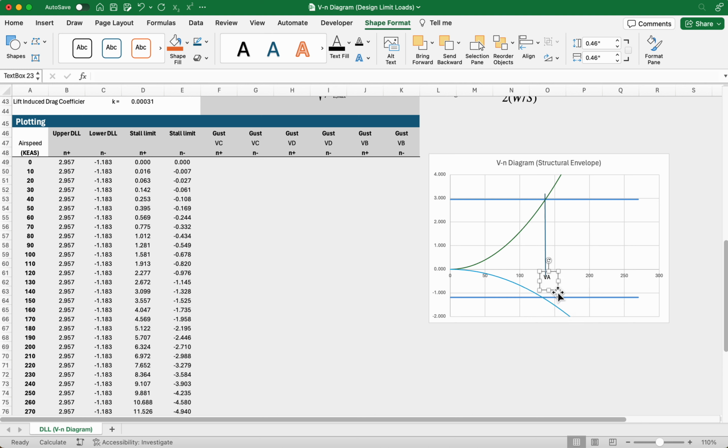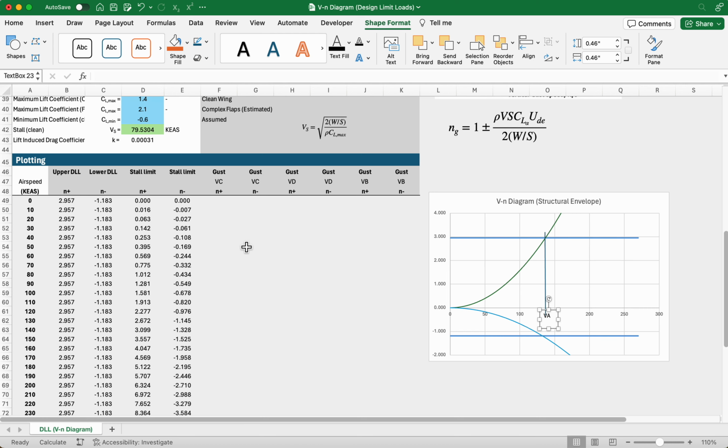Now, depending on what your CL min value is for your aircraft, your VG, which is your negative limit maneuvering speed for negative load maneuvers, would be where the negative stall line intersects your lower design limit load. So that would be called VG. They might be pretty close. They could be somewhat different. In this case, they look like they're pretty close.